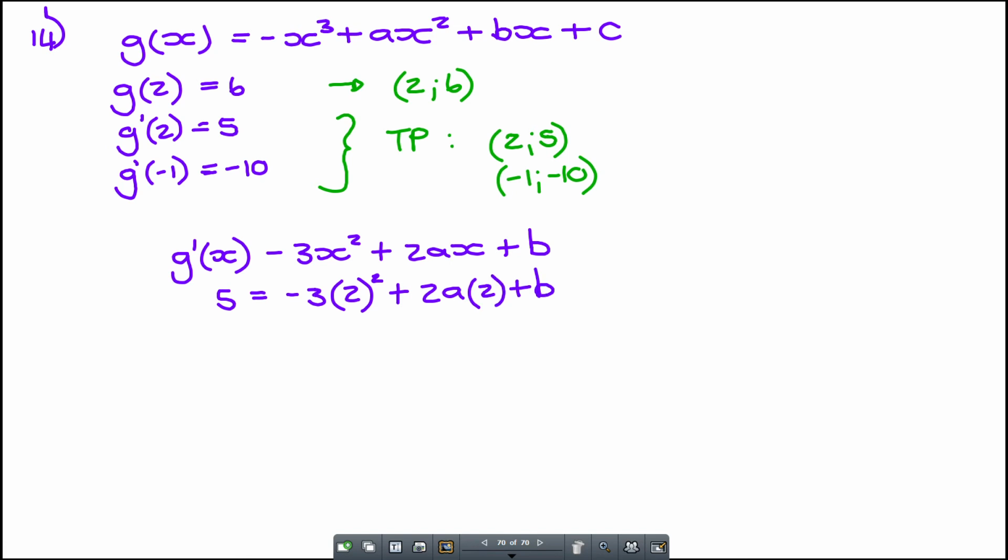Is julle nog by? You guys still with me? I'm getting first derivative because that is usually how I get to the turning point. And over here we said at turning point, the x is 2 and the y is 5. So dan gaan stel ek net in. The y is 5 and the x's I make 2. You guys good? Okay. Goed, dan gaan jy hê, if I simplify that, b is equal to 17 minus 4a.